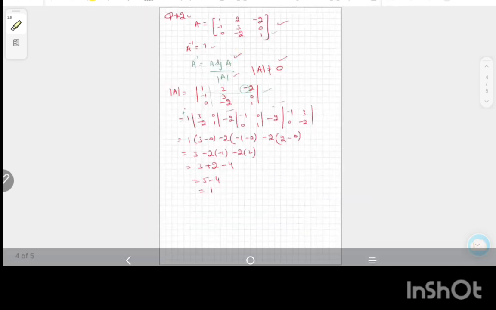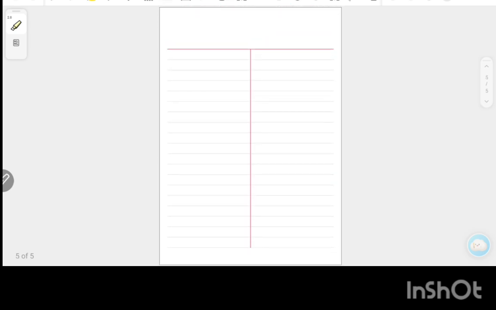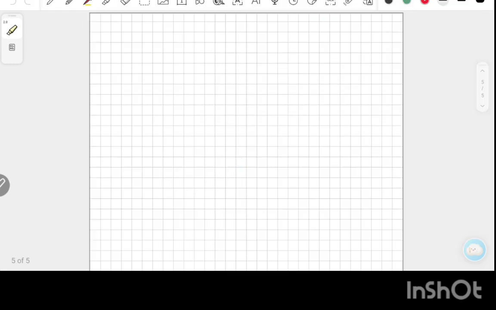Okay, now how do we find the adjoint of A? We have to find the adjoint of A, because we know that A inverse is adjoint of A divided by A determinant, where A determinant is not equal to 0. So here we have to find the adjoint of A. To find the adjoint of A, it's very easy. First of all, we have to write this A matrix the same as it is: 1 minus 1 0, 2 3 minus 2, minus 2 0 and 1.